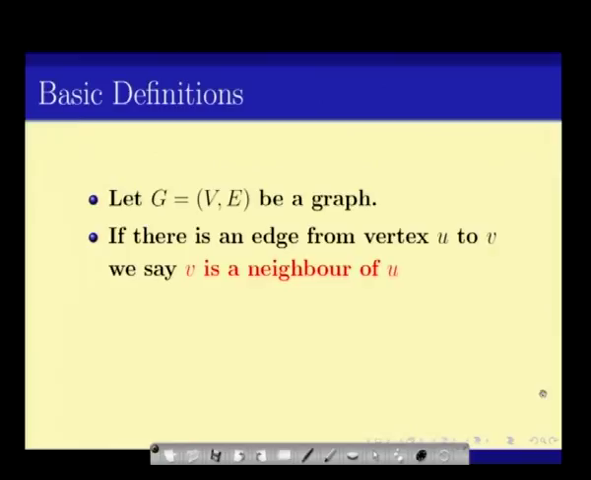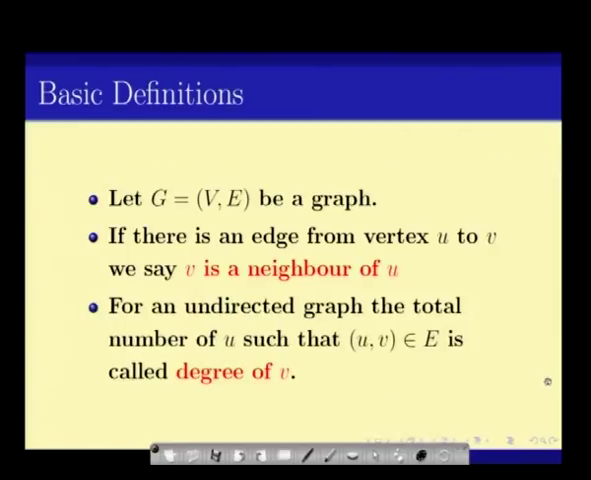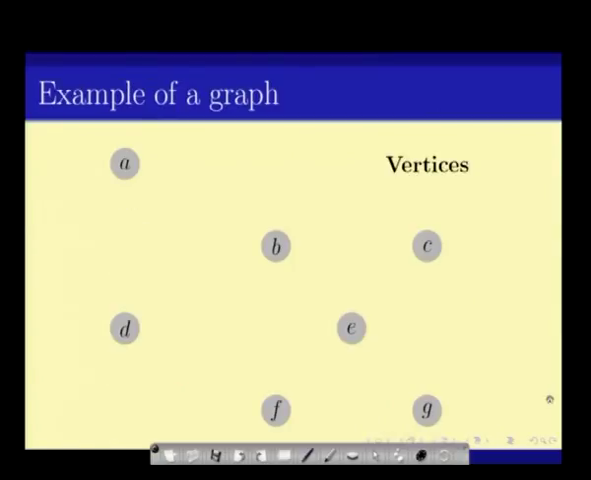If there is an edge from u to v, then we say that v is a neighbor of u, and the total number of neighbors of a particular vertex is called the degree of the vertex. For example, here we have a set of vertices. We always represent vertices as circular nodes in the plane, and each of these edges, since they are sets of size 2, is represented as a line.